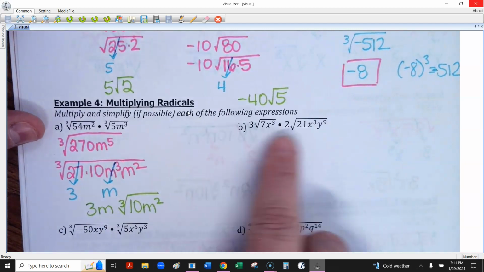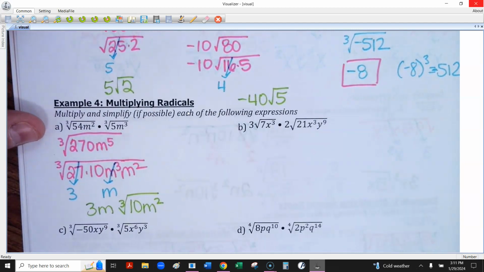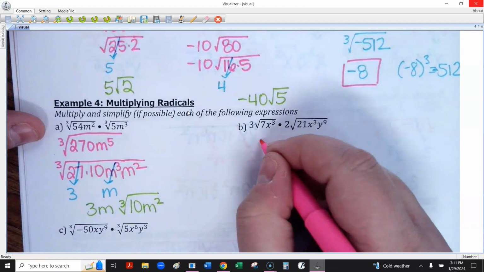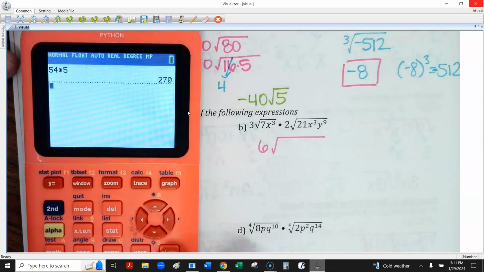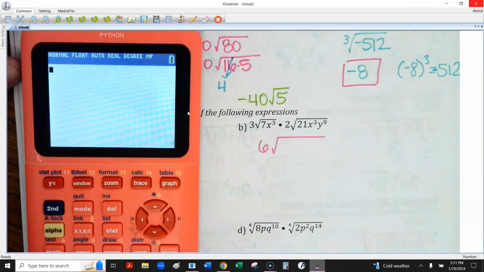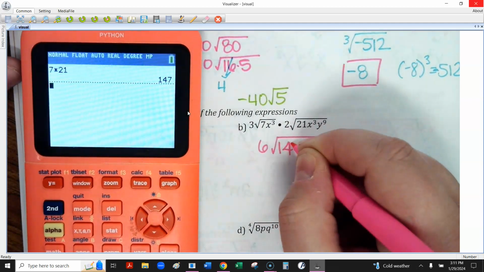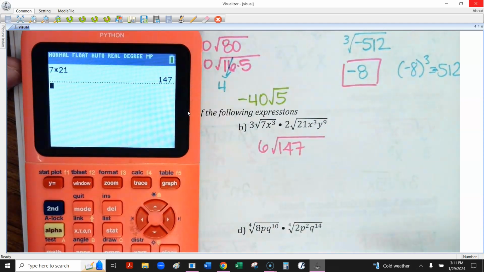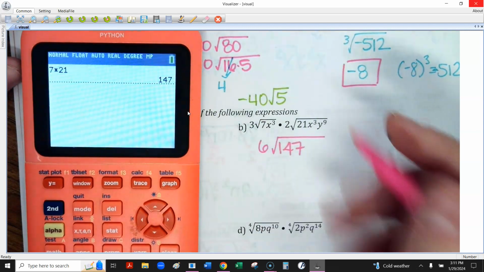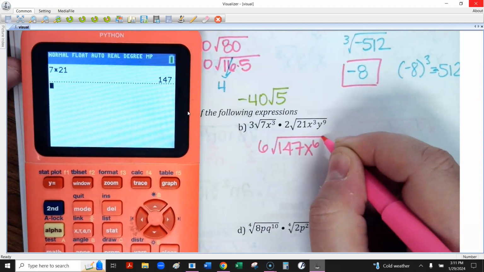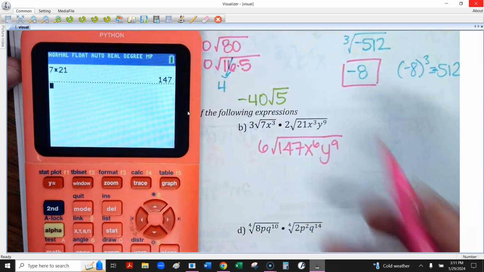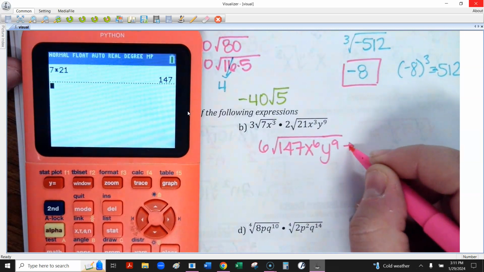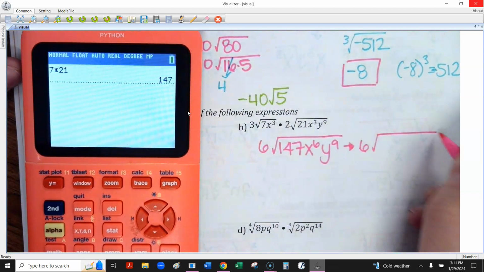Question like this, if you have numbers outside, we're going to go ahead and multiply them together. 3 times 2 out in front is going to be 6. And then underneath, these are square roots. We're going to multiply the numbers, so 7 times 21, which is 147. And I'm going to add the exponents on the letters that are the same. So x to the third, x to the third, x to the sixth, and then we have y to the ninth. Now, this is the square root, so for this guy, you have a 6 out in front.